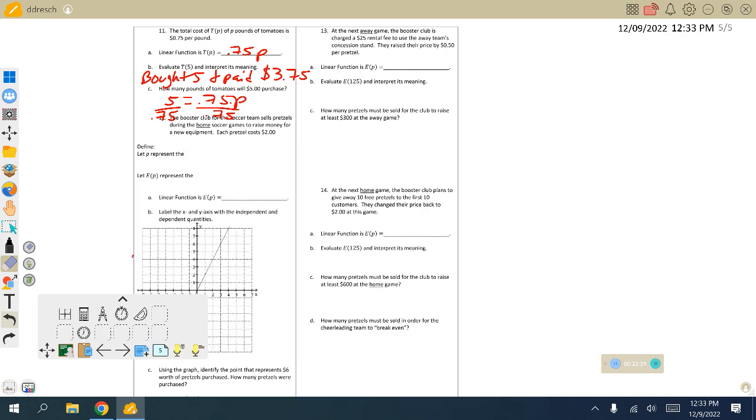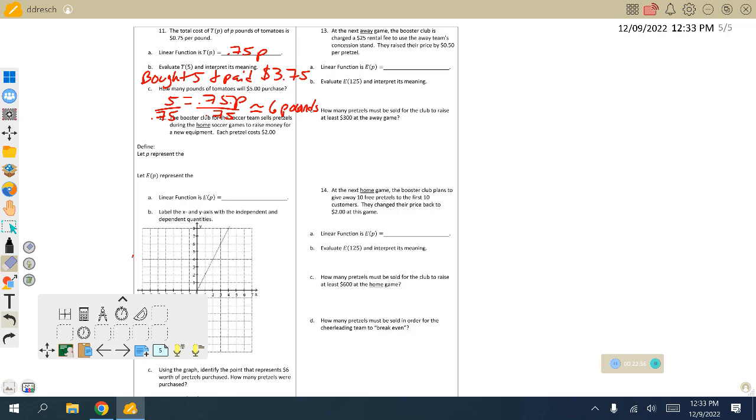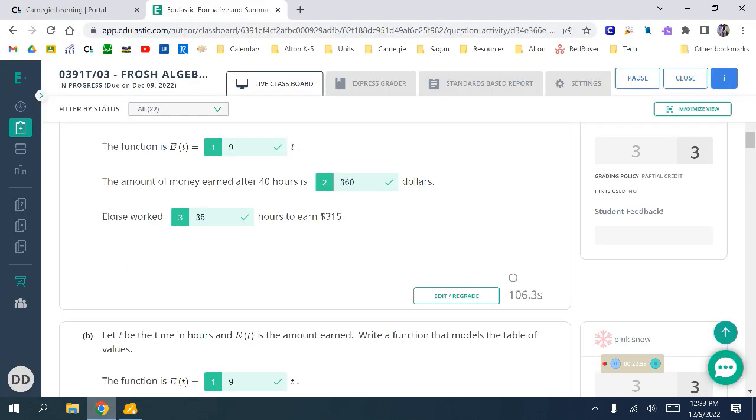I'm going to keep it down there. I'm going to keep it to that 6 pounds, because if I round it up to 7 times 75 cents, does that keep me above or below 5? Just a little bit above it, right? 5.25. Okay, let's go back to the quiz.